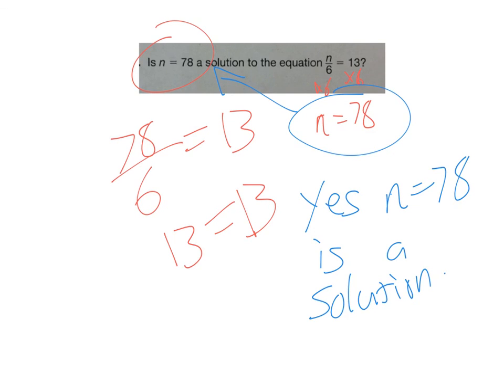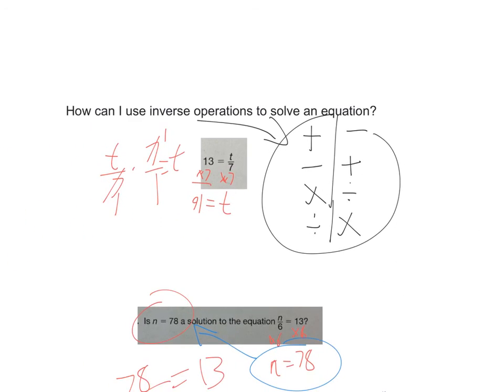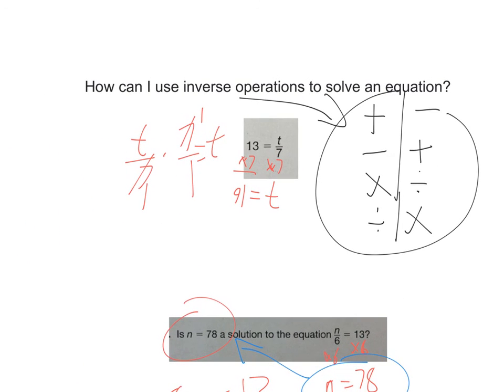And again, this video's focus was on how to use inverse operations to solve an equation.